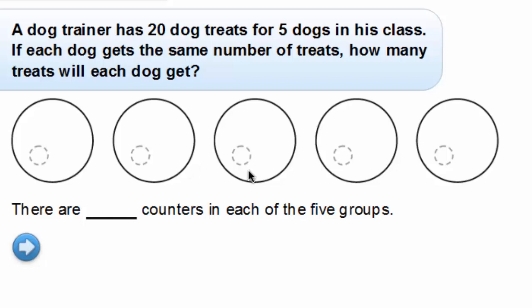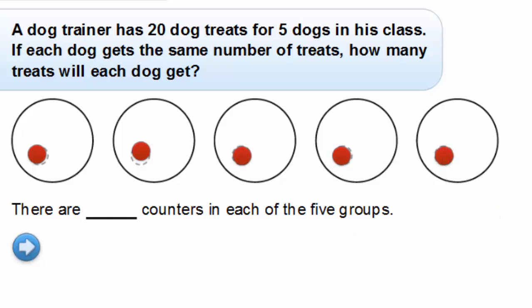Alright, can anybody tell me what these circles represent? Good, those circles represent the 5 dogs. How many treats does our dog trainer have? Good, he has 20 treats. So we're going to use the strategy that we learned the other day. We're going to give each dog 1 treat until we hand out all 20 treats.